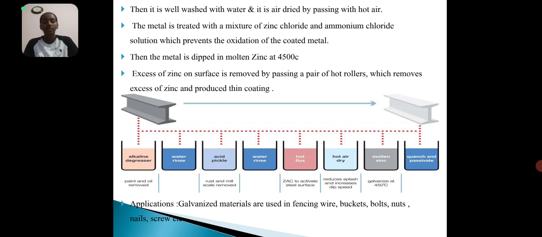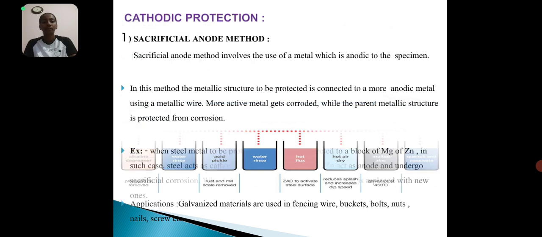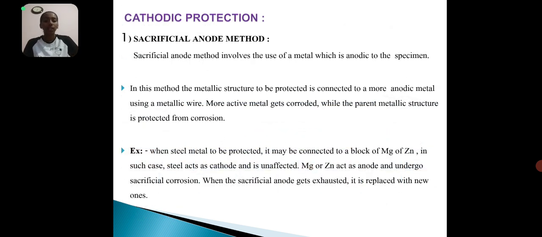Then the metal is dipped in molten zinc at 450 degrees Celsius. Excess of zinc on the surface is removed by passing a pair of hot rollers which removes excess of zinc and produces a thin coating. Here the figure shows the different steps involved in the galvanization process. Application of galvanization process: galvanized materials are used in fencing wires, buckets, bolts, nuts, screws, etc. The second method is cathodic protection.